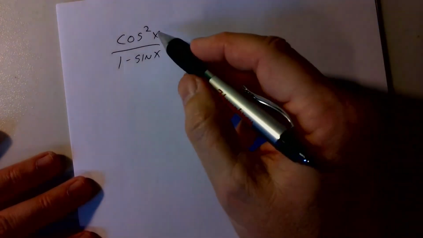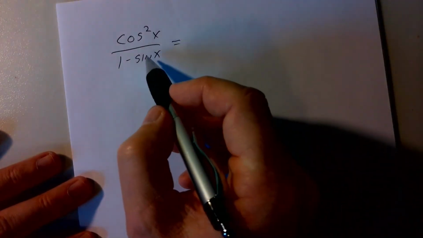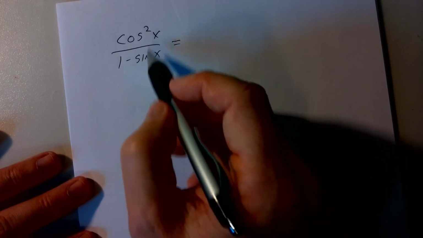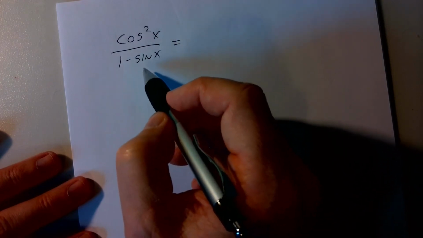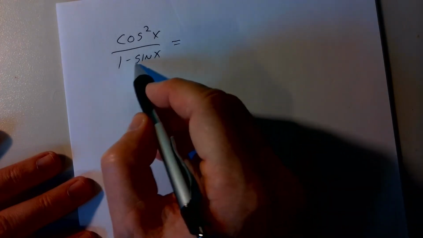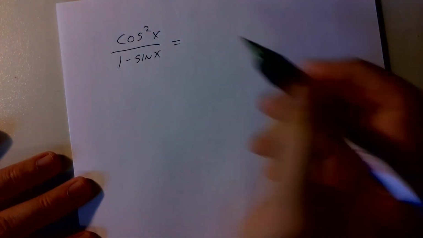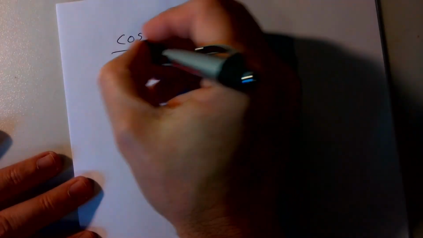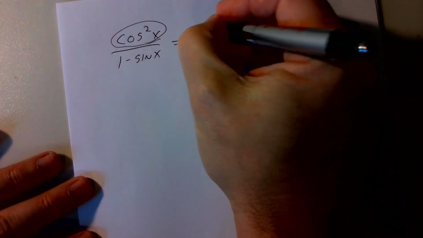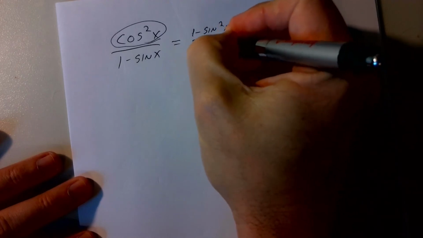So let's see if we can do some things. So I believe... can I just move this sine x up? Why don't you give that a shot? Can you do that? Can you? Hopefully you all said no. Hey, you can't do that. I can't do that because this is 1 minus. This is two separate terms, and I can't just move one of the two terms up. But I can change cosine squared x. That's Pythagorean identity. That's 1 minus sine squared x over 1 minus sine x.